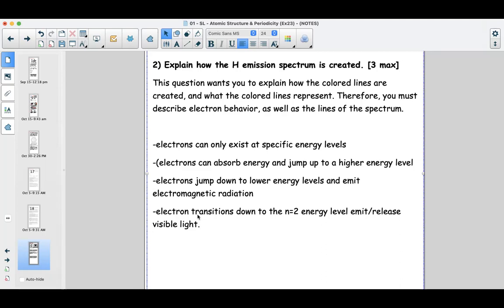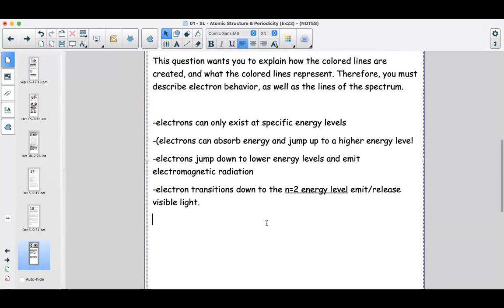When they jump down to 1, they release ultraviolet. When they jump down to 3, they emit infrared. So they emit different types. If we're talking about the hydrogen emission spectrum, we're really talking about the visible emission spectrum. So at some point, if they talk about visible, you're going to have to say the n equals 2 energy level, because that's the one that they jump down to when they emit visible light.